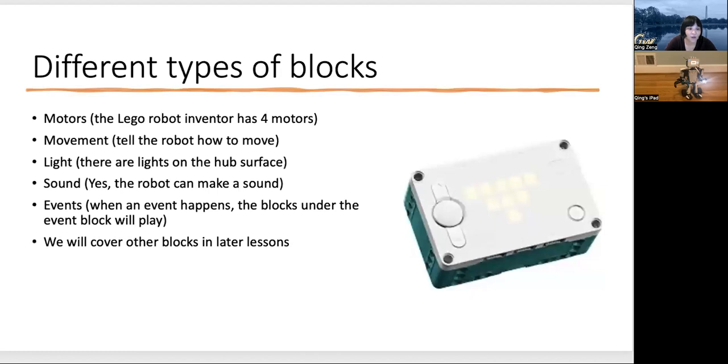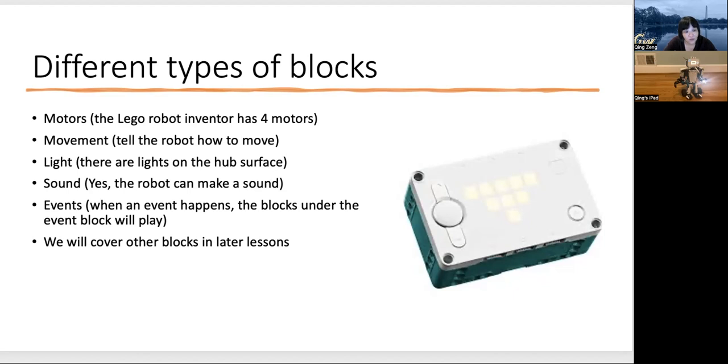There are different types of blocks. These are not Lego blocks where you press them together. These are programming blocks. So they're motor blocks. Yes, the Lego Robot Inventor has 4 different motors, so you can build cars or robots that can move. And there are movement blocks that tell the robot how to move.